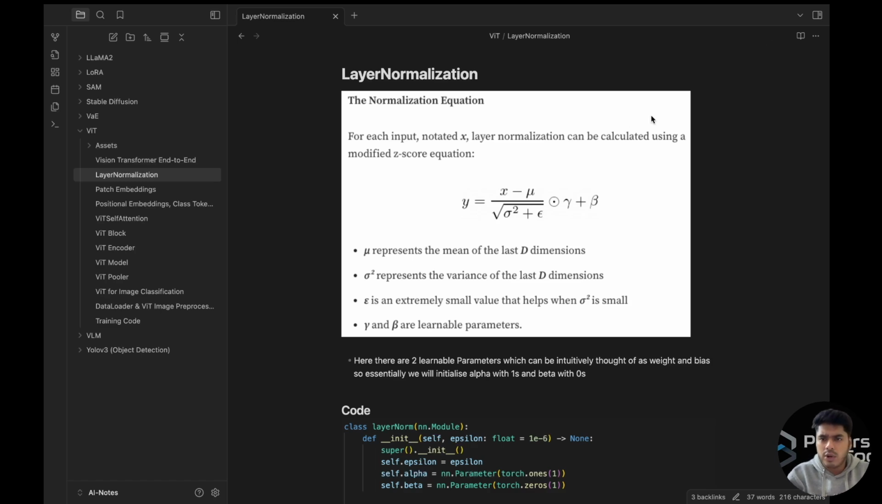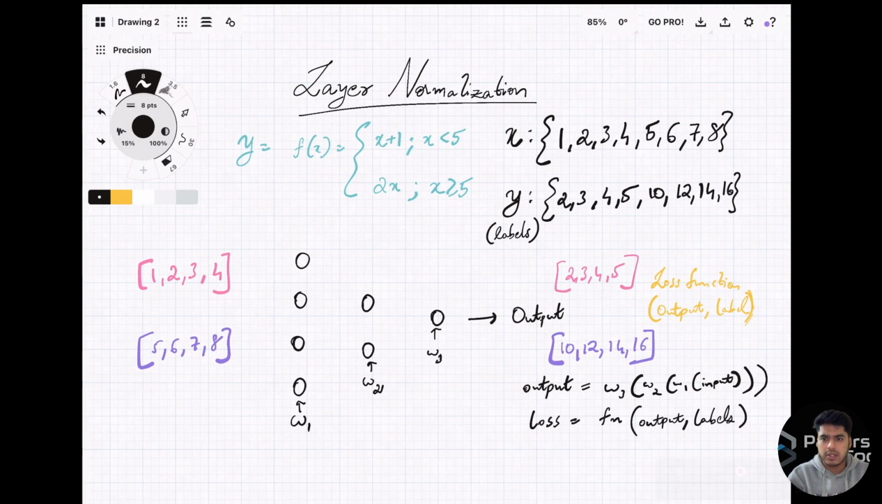So before we go to the formula and the code and all that, let's go to a simple example. Let's try to understand what is the intuition behind layer normalization, right? So let's say we have a data set which consists of x and y, where x is the input and y is the labels. Now x is 1, 2, 3, 4, 5, 6, etc. Y is 2, 3, 4, 5, 10, 12, 14, and 16, right?